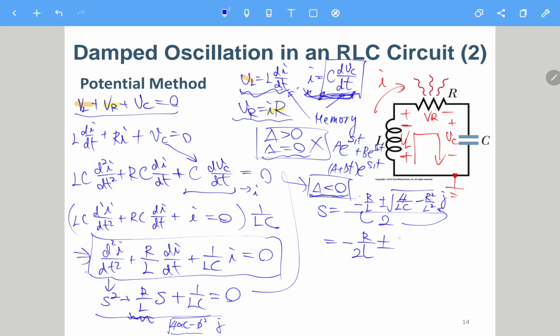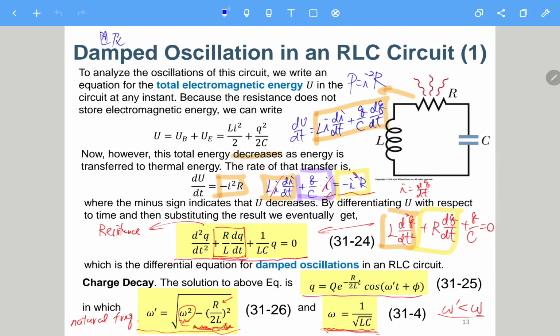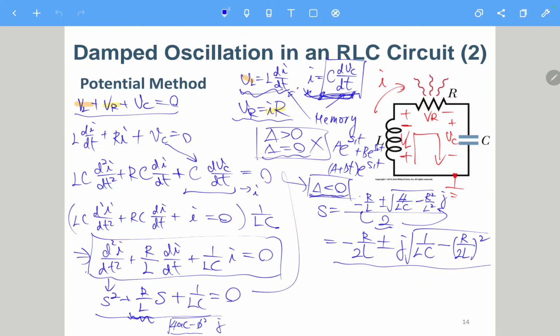Okay, so maybe I just put j in the front, and then the square root of 1 over LC minus R over 2L, quantity squared. Putting the 2 inside the square root becomes 2 squared, so it cancels with the 4. So this is why we have something like this. You can see this is the real part, and this is the imaginary part.